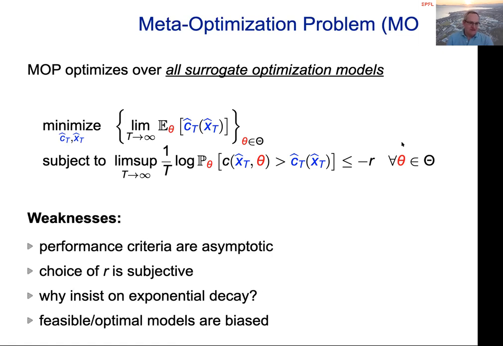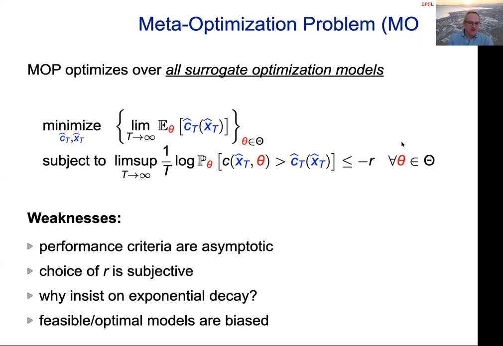There are also some weaknesses. One of them is that the performance criteria, the asymptotic in-sample risk and the decay rate of the out-of-sample disappointment, these are asymptotic. Another one is that the choice of this decay rate R is subjective. So that's a hyperparameter that the decision maker needs to specify, and it represents sort of the risk tolerance of the decision maker. On the other hand, of course, unlike other hyperparameters that come up in optimization, this one has a precise physical meaning. It is the decay rate of the out-of-sample disappointment, of this probability that we see here. So we know what it actually means.